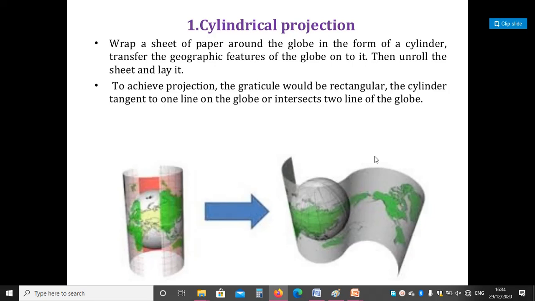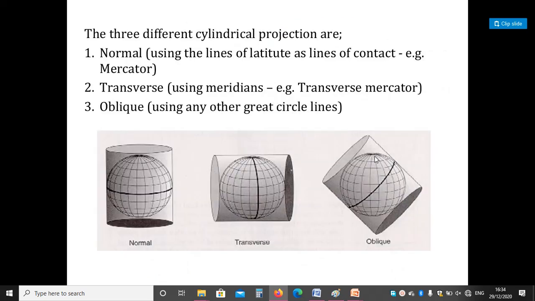So this is the cylindrical projection. Further, they are divided into cylindrical projections of three types: one is normal, the second one is transverse, the third one is oblique. There are three different cylindrical projections. First one is normal.